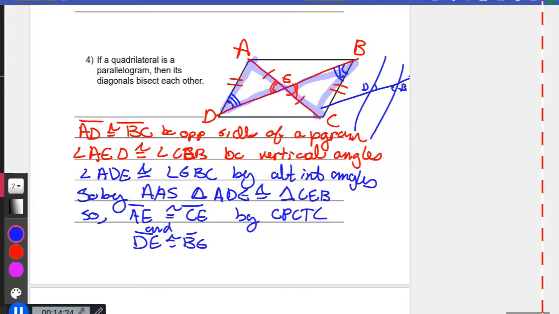Okay, so 3 and 4, no, 3 and 2 are for you to do. All right, work on those, and then I will see you in the meet.